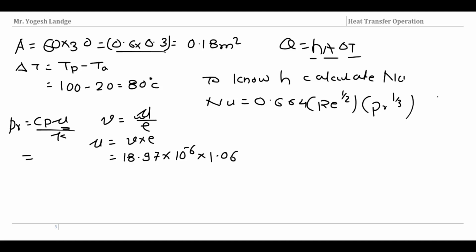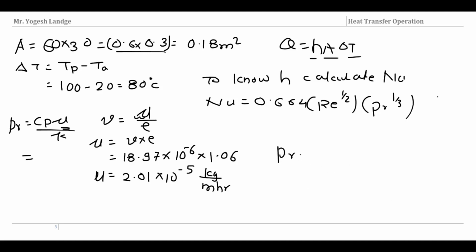So the value of mu which we can get is about 2.01 into 10 raised to the power minus 5, and the unit is kg per meter per hour. Okay, so we get the value of viscosity. Now we need to calculate the Prandtl number. It is very easy for us to calculate the Prandtl number.